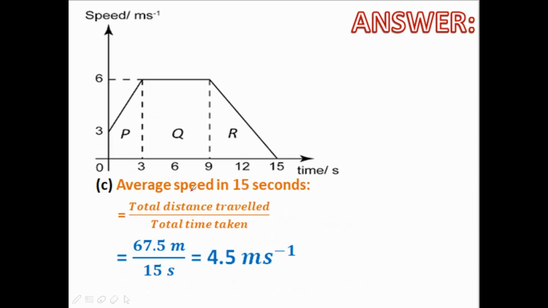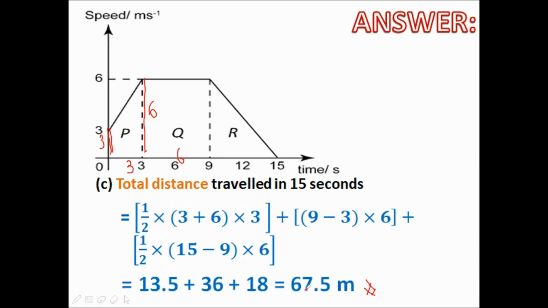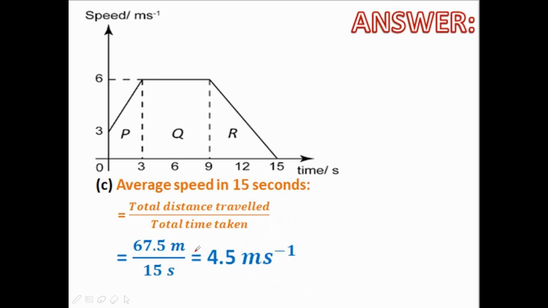So the average speed is total distance over total time. Just put in the values that we have found: 67.5 divided by the total time traveled, 15. So that equals 4.5 meters per second.